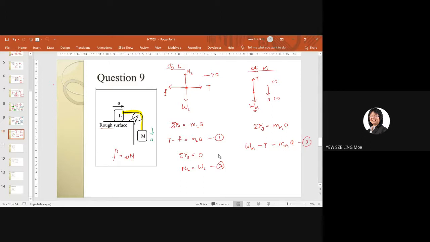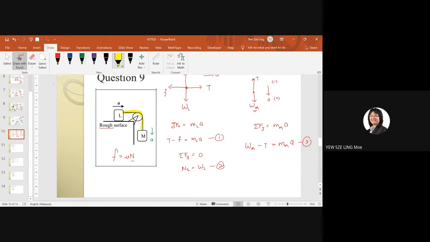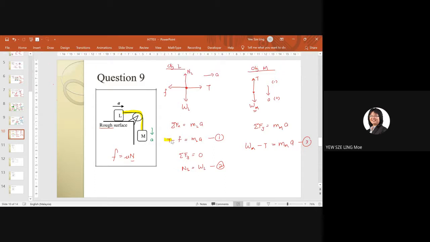So why do we need to form that many equations? Because sometimes you need to use simultaneous equations to solve it, especially equations 1 and 3. Equations 1 and 3 you can solve by using simultaneous equations because they have the same T and the same A. So two unknowns with two equations, therefore you can solve it by using simultaneous equations.